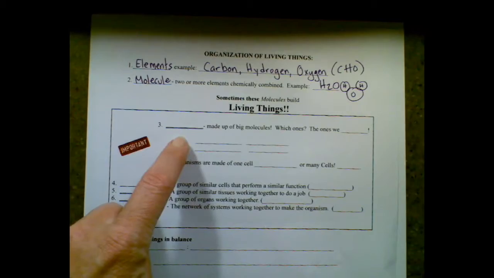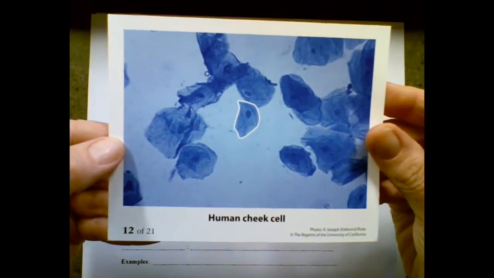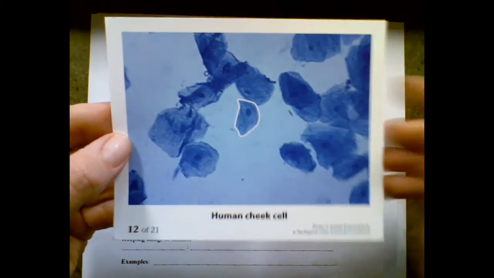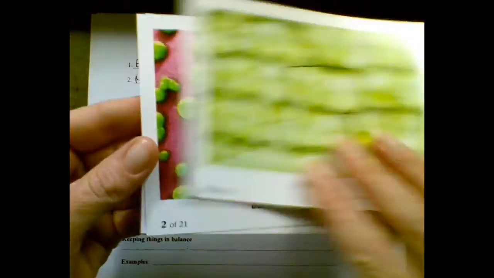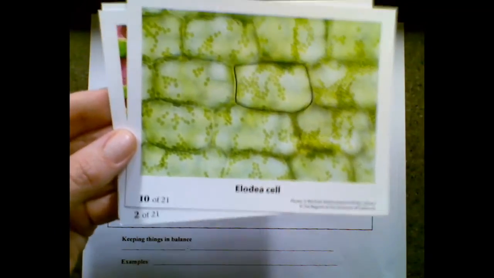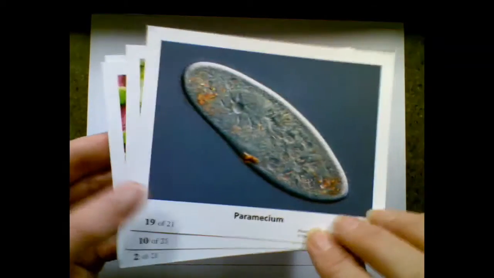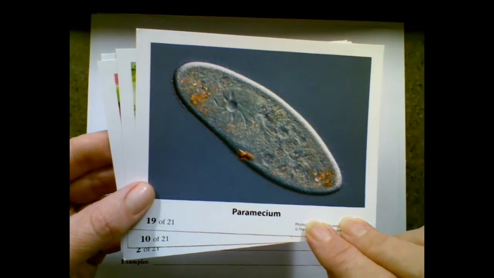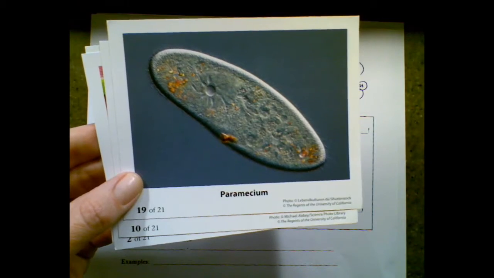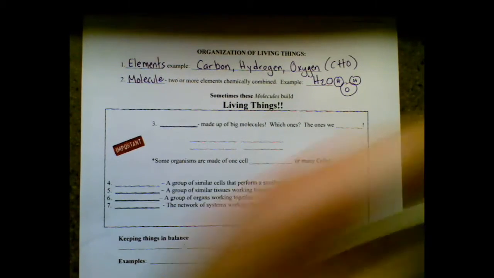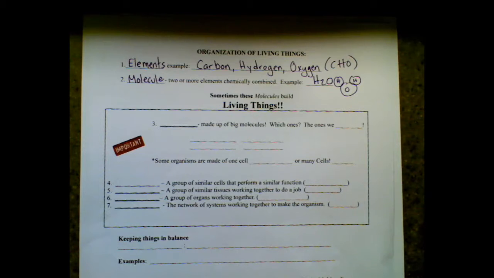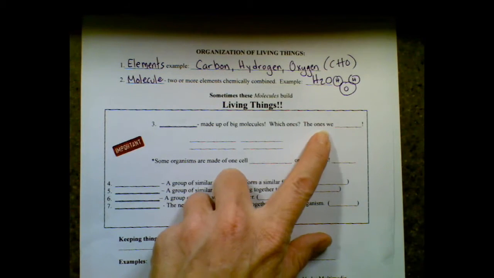Molecules glued together can make a cell. That's what your cell looks like in your cheek. We'll be looking at that in class. Here's a bacteria cell, a plant cell. This creature is only 1 cell big. You'll be looking at that under the microscope. And again, molecules are what build your cells. What molecules? Well, it's going to be the ones that you eat.